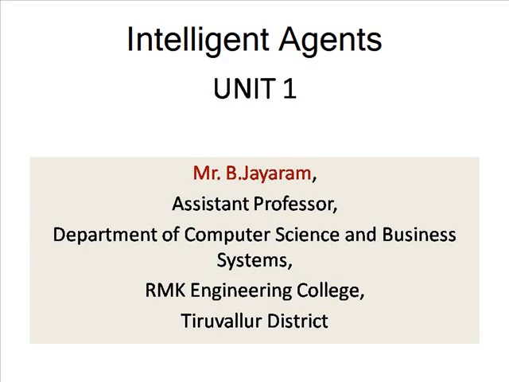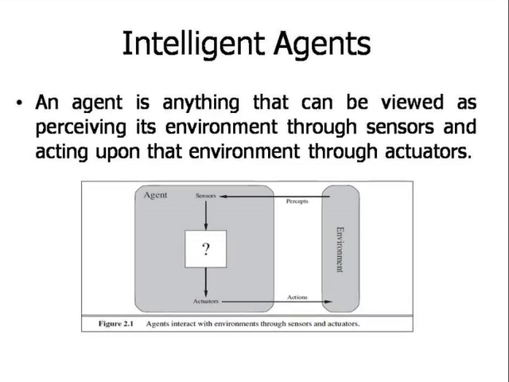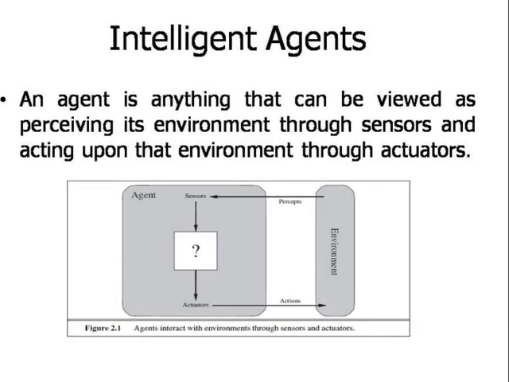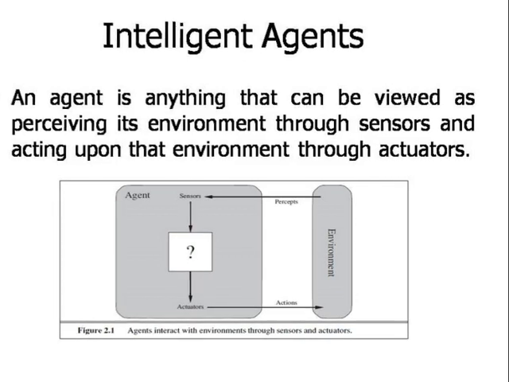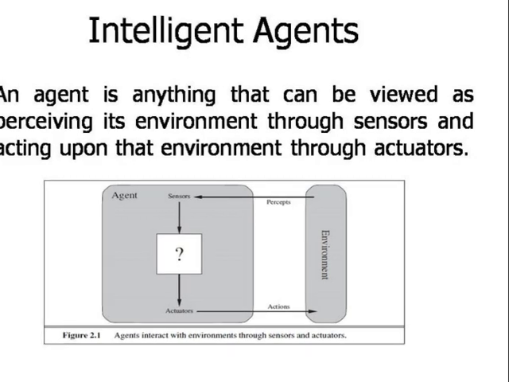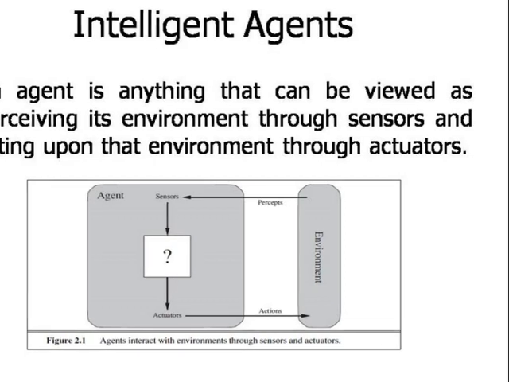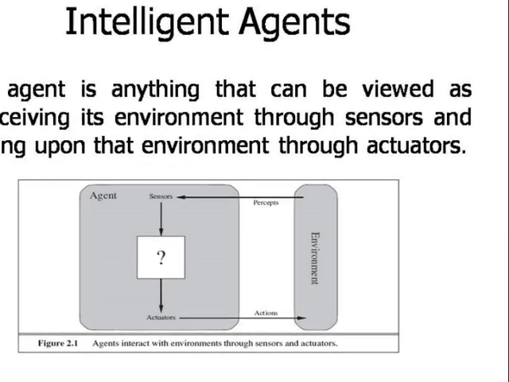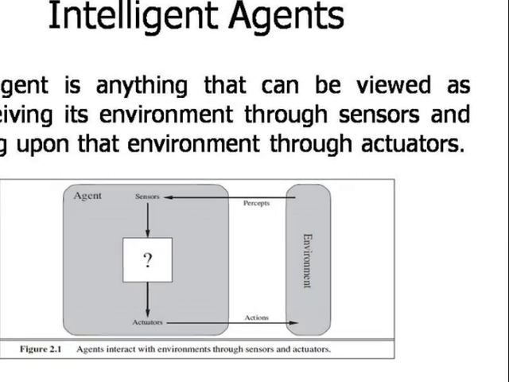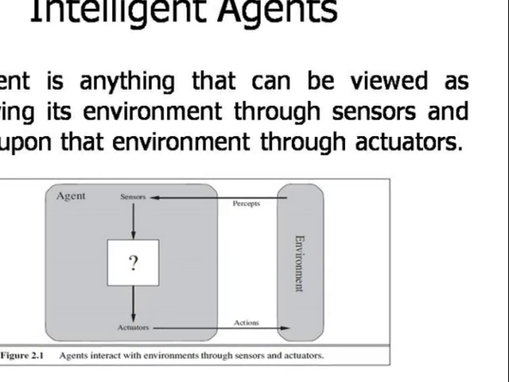Coming to the next slide. An intelligent agent is anything that can be viewed as perceiving its environment through sensors. So any agent acts according to the environment. The percept is called the input and the action is called the output, and in between, the question mark represents the agent function, which is done by the agent. This agent function is a reaction on the environment, and the percept is an input to the agent. So we have actuators and sensors inside to make this function work effectively.